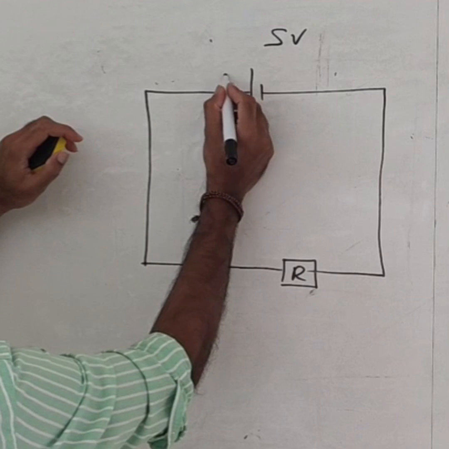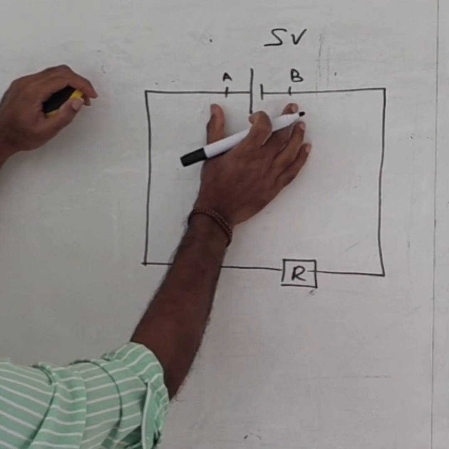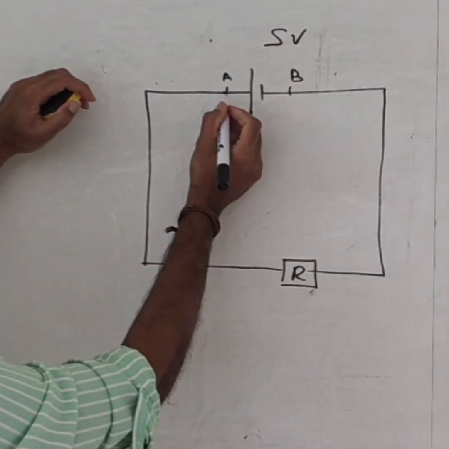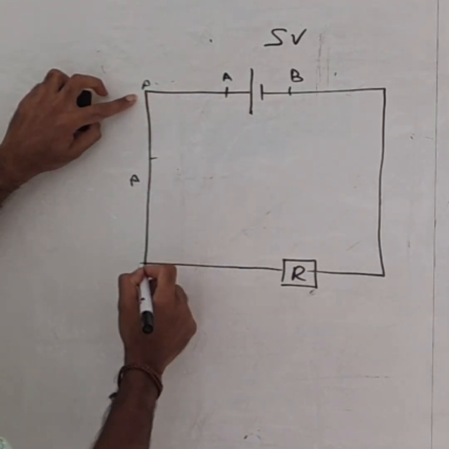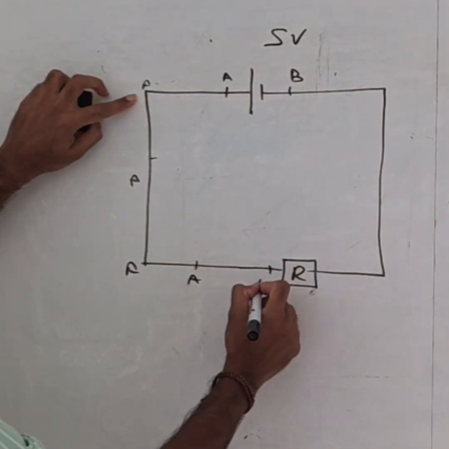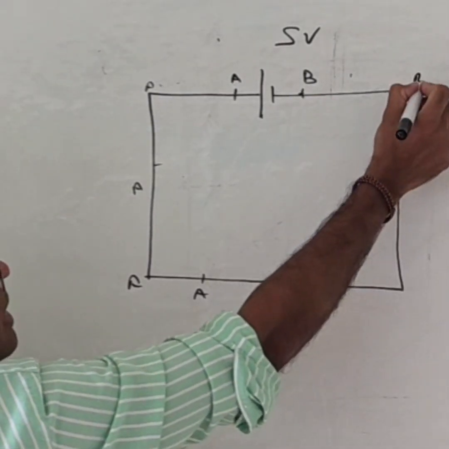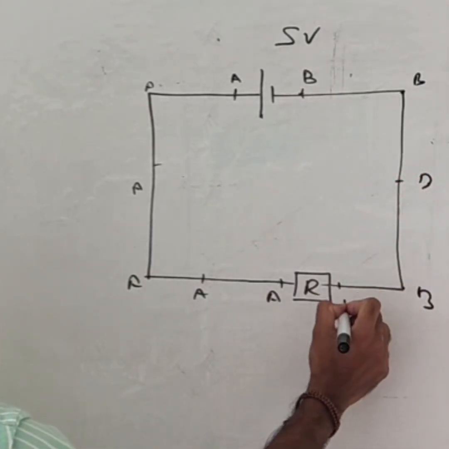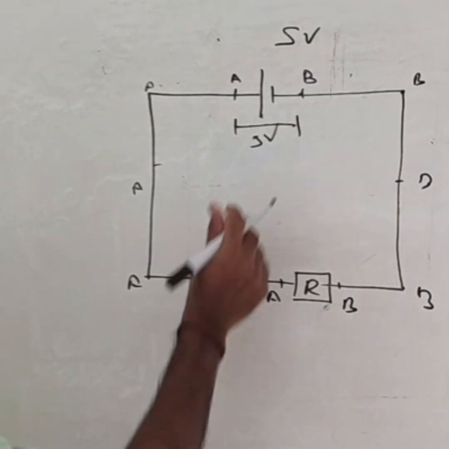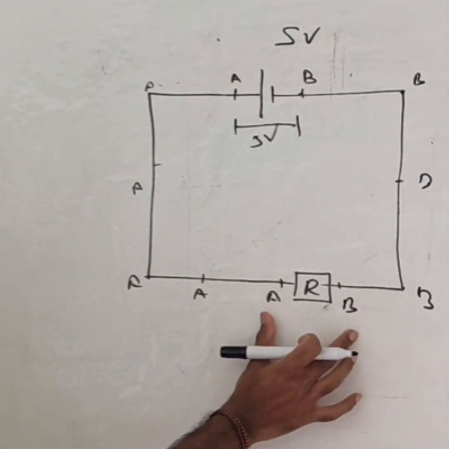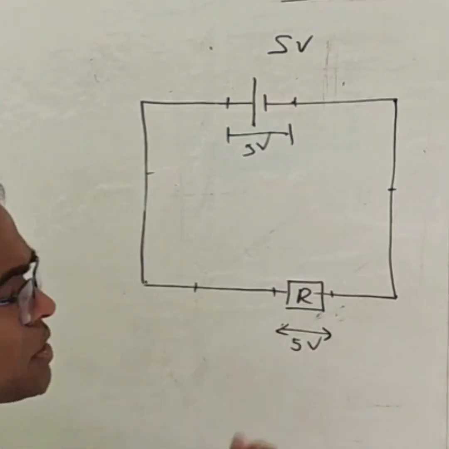So if I say this is point A and point B, the voltage or potential difference between these 2 points of this battery is 5 volts. If this is A and these are ideal wires, we can say all these points are A. Up to here also, all are A, all are similar. Like that, if this point is B, we can say this is B, this is B, this is also B. So if the voltage across A and B is 5 volts, you can say the voltage across these 2 points is also 5 volts. The potential difference. That is for an ideal condition.